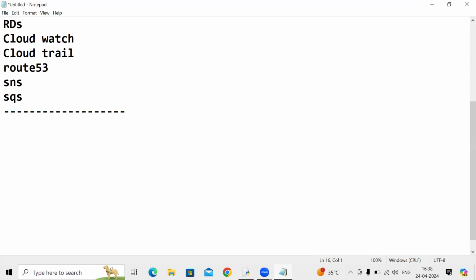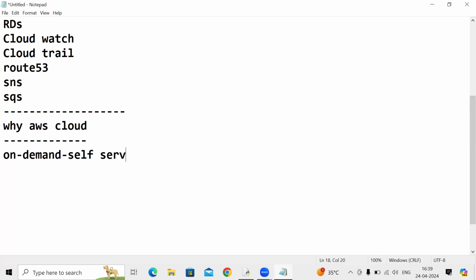Coming to deployment in cloud. Why do we need to use cloud? Why AWS cloud, guys? There are different reasons why most people are moving towards cloud. Coming to the first, on-demand self-service, guys.